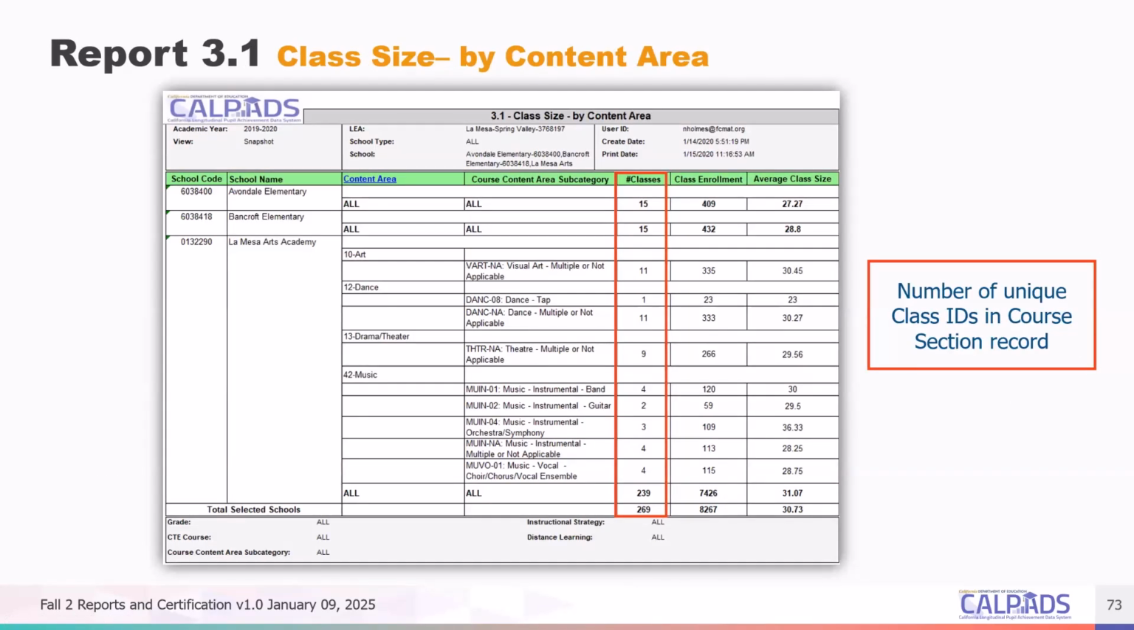Report 3.1, class size by content area. This is where the class ID comes into play, right? Remember, the class ID determines your average class size. And so you want to make sure that the class ID is unique and it represents the class. If you repeat the class ID, you can have inflated class sizes. All right. So you can see the enrollment, the average class size, and it's by school.